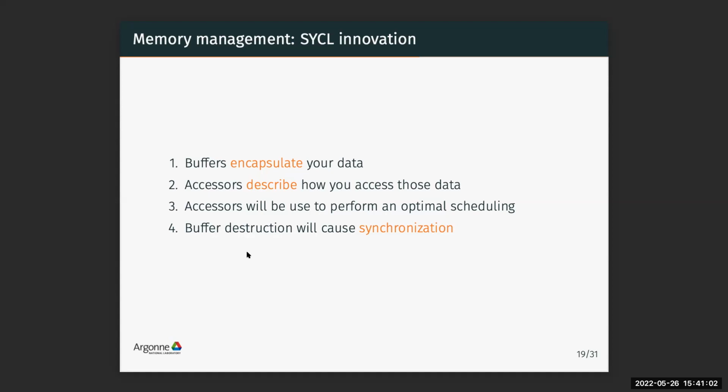And because you tell the runtime, you tell the compiler how you will access that data, they can schedule everything, right? For example, if you have two reads on the same data, they know that they can execute things in parallel because it's just a read. You can always read in parallel. If you write, in this case, you need to follow the order in which they were submitted. And the nice thing is, following C++, the destruction of the buffer will cause synchronization. So at the end, when you go out of the scope, you can just use buffer and everything will be fine.